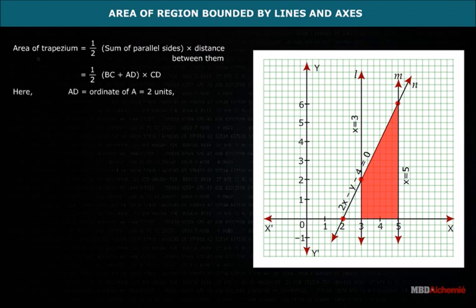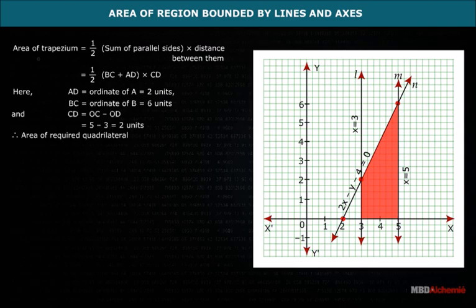The lengths of AD and BC are known to us. CD is OC minus OD, that is 2 units. On substituting the values in the formula, we get the area of the required quadrilateral or trapezium is 8 square units.